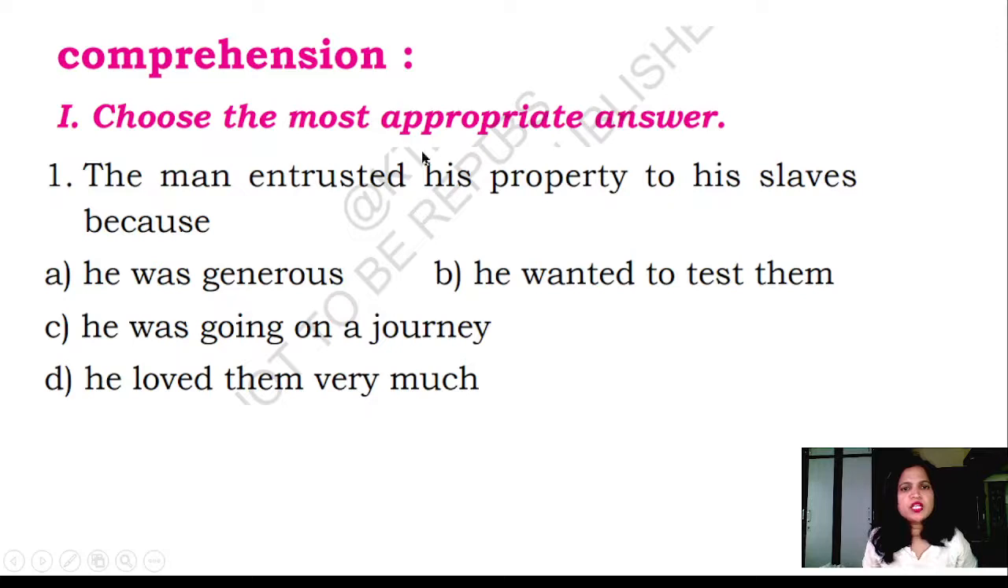Comprehension. Choose the most appropriate answer. The man entrusted his property to his slaves because A. he was generous. B. He wanted to test them. C. He was going on a journey. D. He loved them very much. C. He was going on a journey.